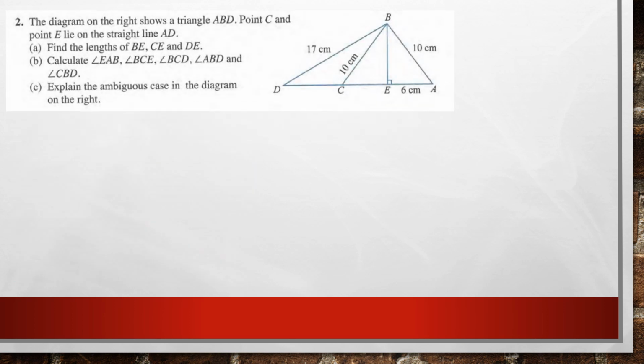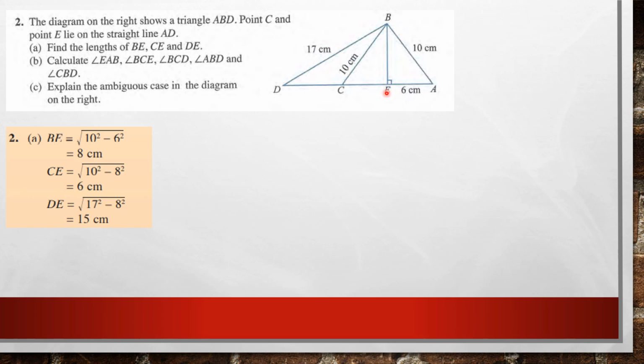Now we look at question number 2. The diagram on the right shows a triangle ABD. Point C and point E lie on the straight line AD. Find the lengths of BE, CE, and DE. So you can notice here that you have a right angle triangle ABE.